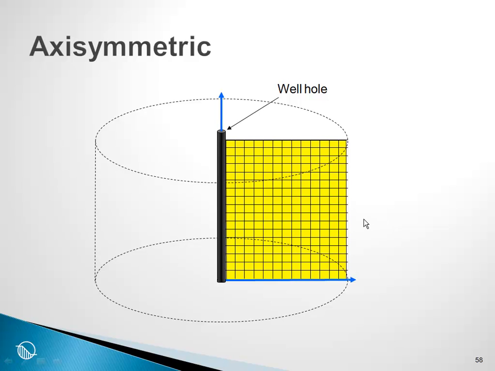SEEP/W can handle the axisymmetric flow into a well, for example. This is a form of a three-dimensional analysis, although the mesh itself is simply drawn in two dimensions. In a case like this, what we are actually doing is analyzing the flow per unit radian.